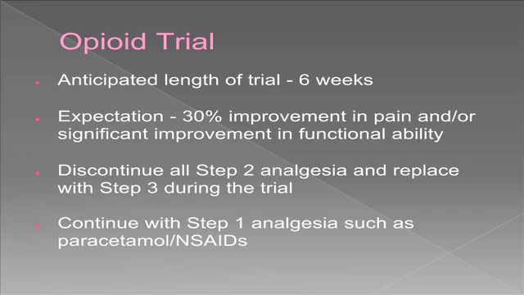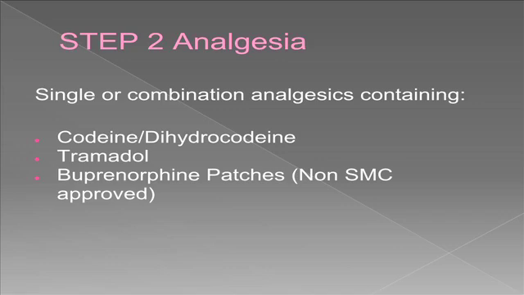The advice would be that all step 2 analgesics, and I'll come on to what they are, all step 2s from the WHO ladder are stopped and replaced with the opioid, but you continue with step 1, which is basically paracetamol and non-steroidals. So the step 2 analgesics that we're talking about are all single or combination analgesics containing codeine, dihydrocodeine, tramadol, and of course we're not allowed to recommend them because they're not approved, buprenorphine patches. But if somebody's moving to a trial of a step 3 opioid, then they should not be on co-codamol and tramadol as well as the step 3 opioid.